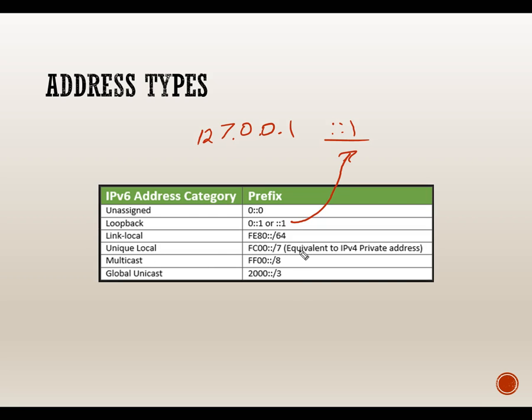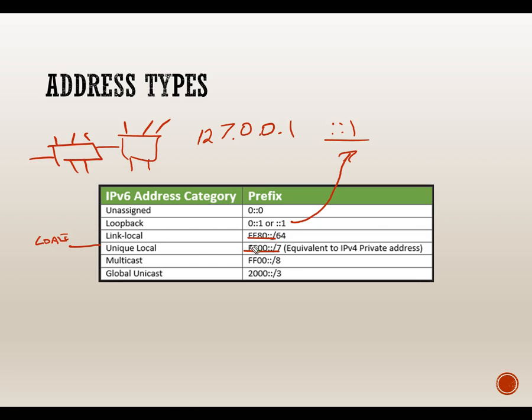Unique local, which are local to the locale, are going to start with FC00, equivalent to IPv4 private addresses. We're also going to have, actually I skipped it, didn't I? Link local address, FE80. The link local address would be all of those devices that are connected to a switch or a series of switches. Basically, all those that can be connected together at layer 2. So it is a link address.